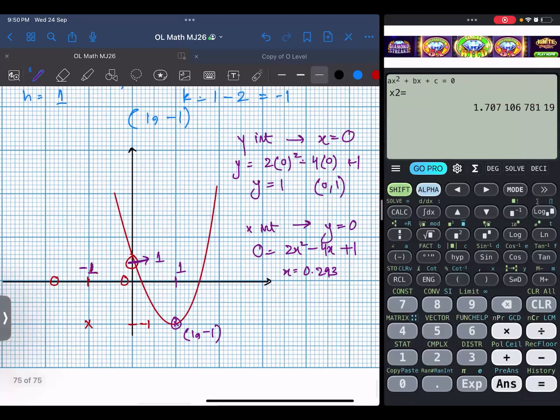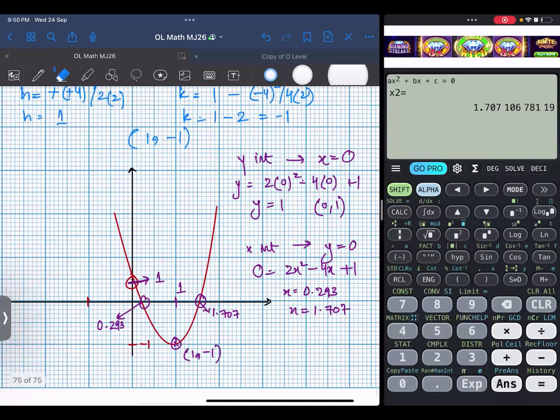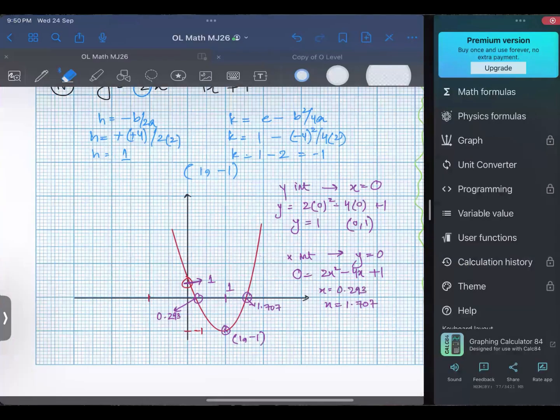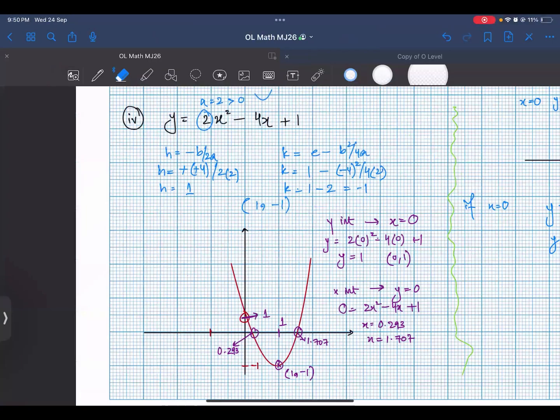So the other point is x is 1.707. So this is 1.707 and this is 0.293. These are all of the points now shown. So you found the turning point, you found the x-intercept, you found the y-intercept.